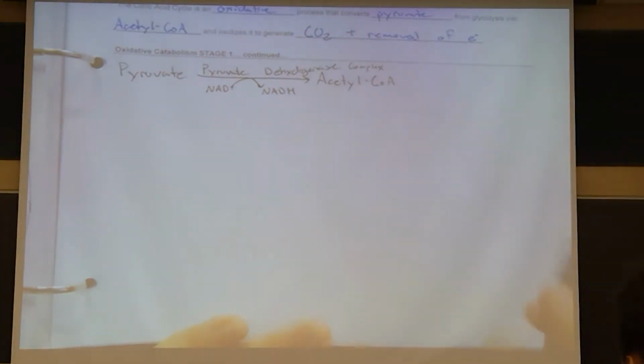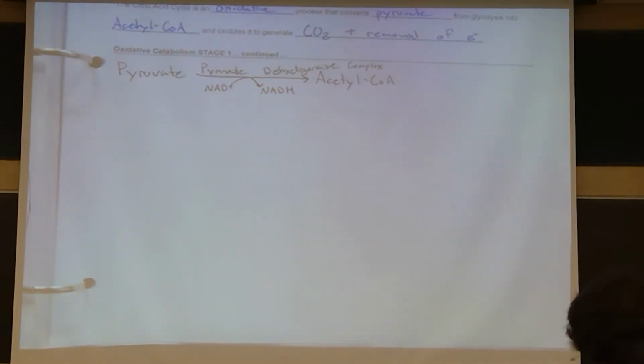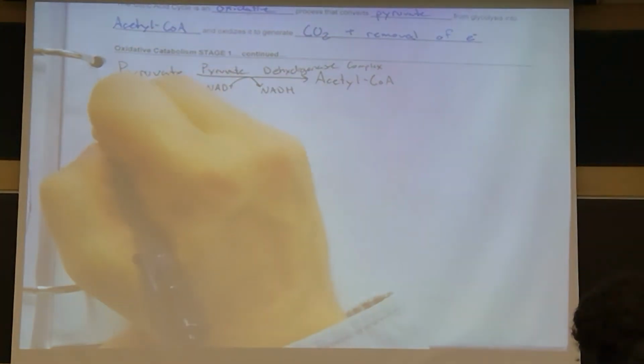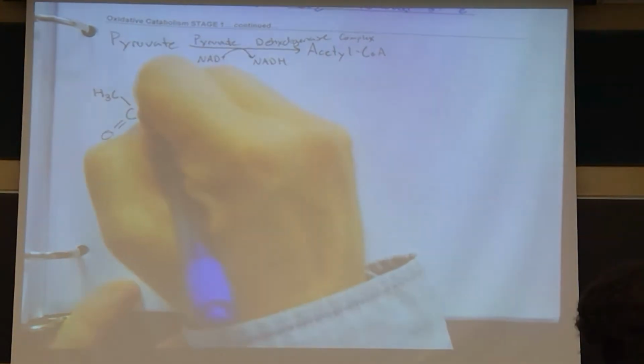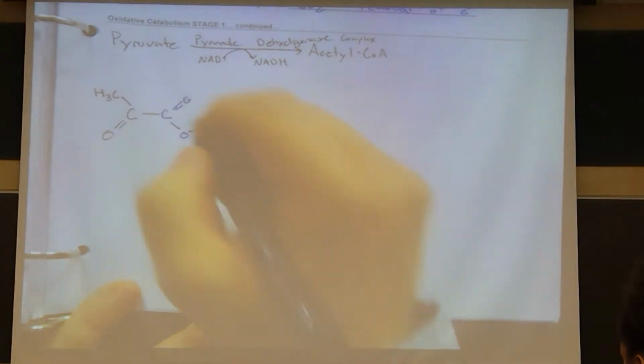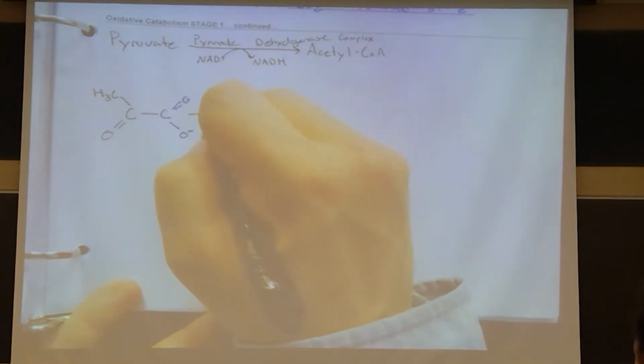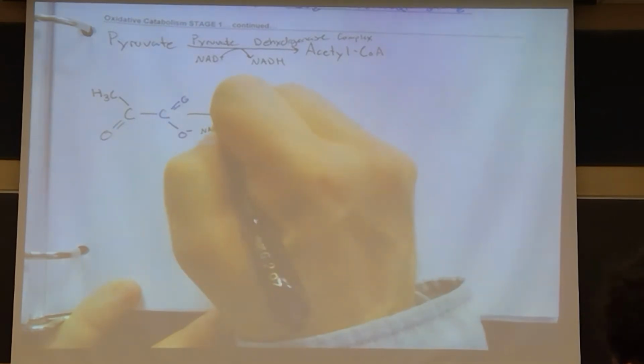The process converts NAD to NADH. So the oxidation of pyruvate is coupled with the reduction of NAD to NADH. This looks like we have pyruvate going to, leaving, lose CO2. We just said, NADH.